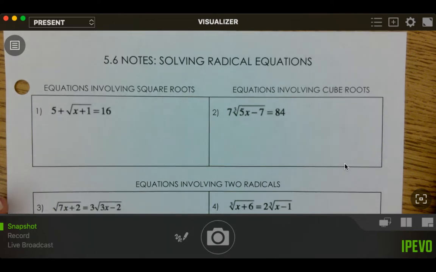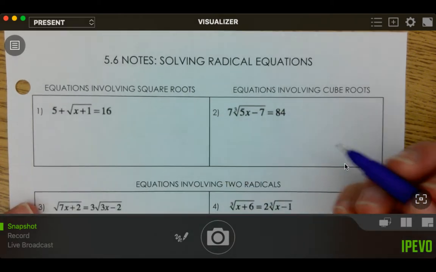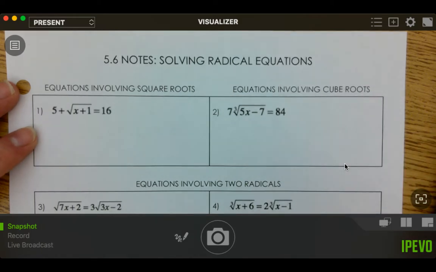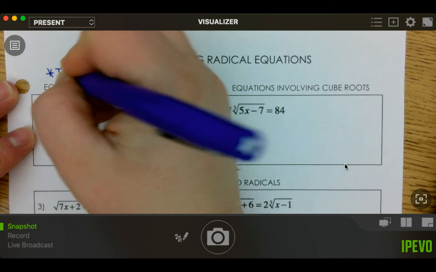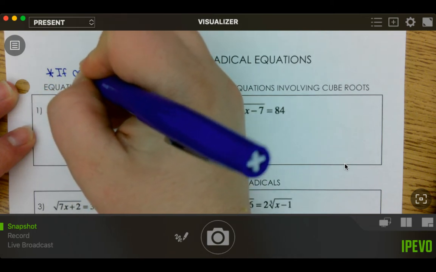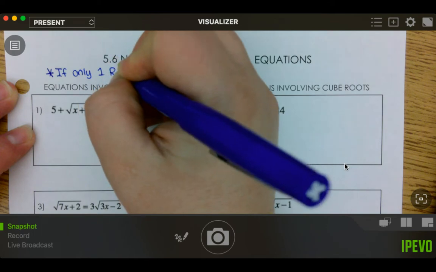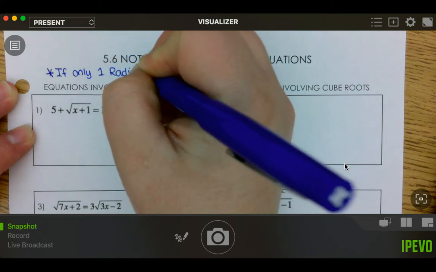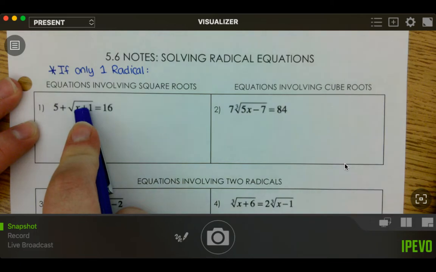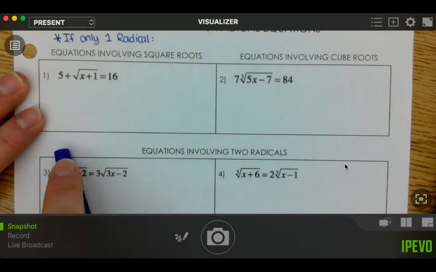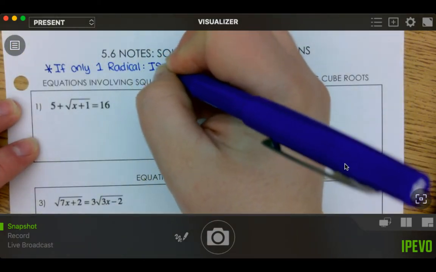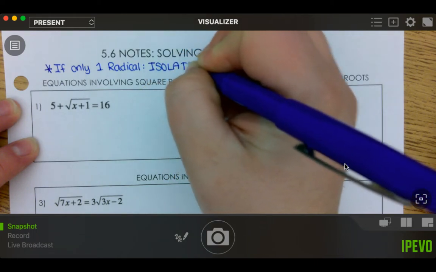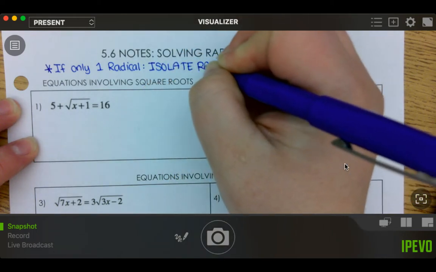One thing that I'm going to say before we start, and this is the most important thing for the entire assignment, is if there is only one radical. So what I mean by that is this has one square root, this has one cube root, not these because these have two, but then again on the bottom. You have to absolutely isolate the radical first.